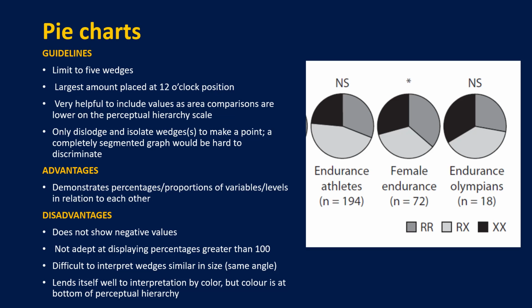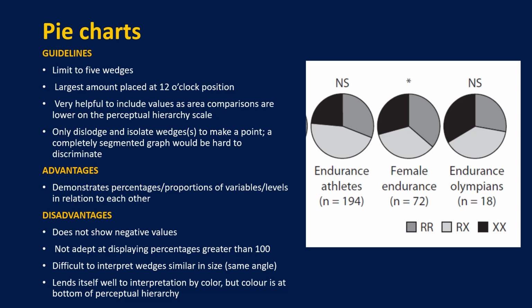So here we've got it in relation to expression of gene types, RR, RX, and XX. So it allows us to see those distributions. The disadvantages are quite clear though. These don't show negative values because they are based upon percentages. We cannot have a negative percentage on a pie chart. It's not possible. Unless they were all negative values, by the way, and then you could do it.